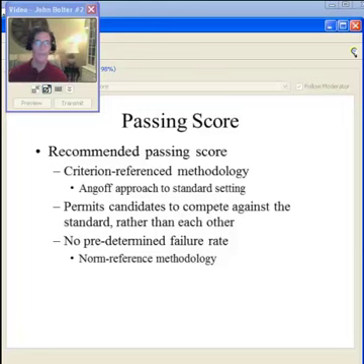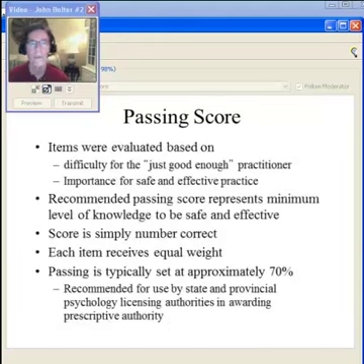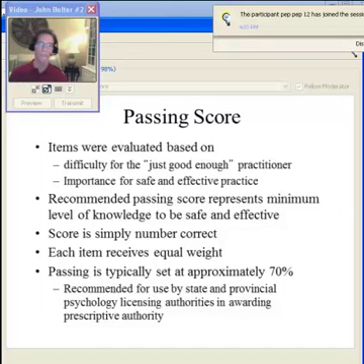You're going up against some reference that you should know. And again, it's all about being safe. Are you safe? So items were always evaluated based on difficulty for the just good enough practitioner. Safe. Importance of safe and effective practice. Its recommended passing score represents the minimum level of knowledge to be safe and effective. So if you fail the exam, it's saying essentially you don't have the knowledge to be safe and effective.